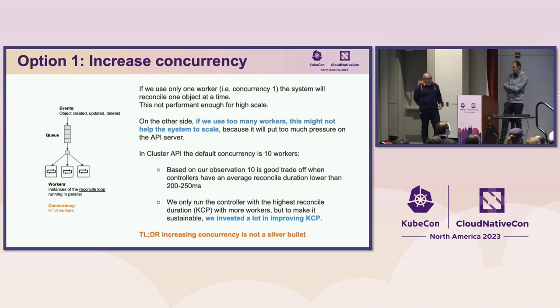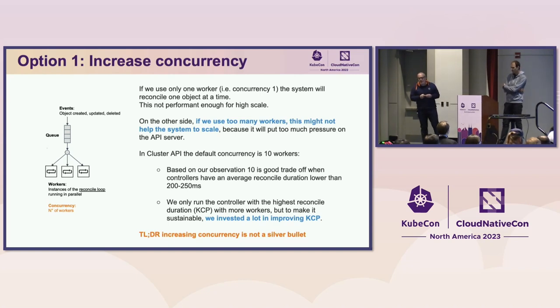Well, it turns out that this is not a silver bullet, because the more workers you have running in parallel, the more queries are running, the more you are hammering the API server of your cluster. So the risk if you have too many workers is that, yes, your queue gets emptied fast, but another component of the cluster starts suffering. So you have to find a good balance.